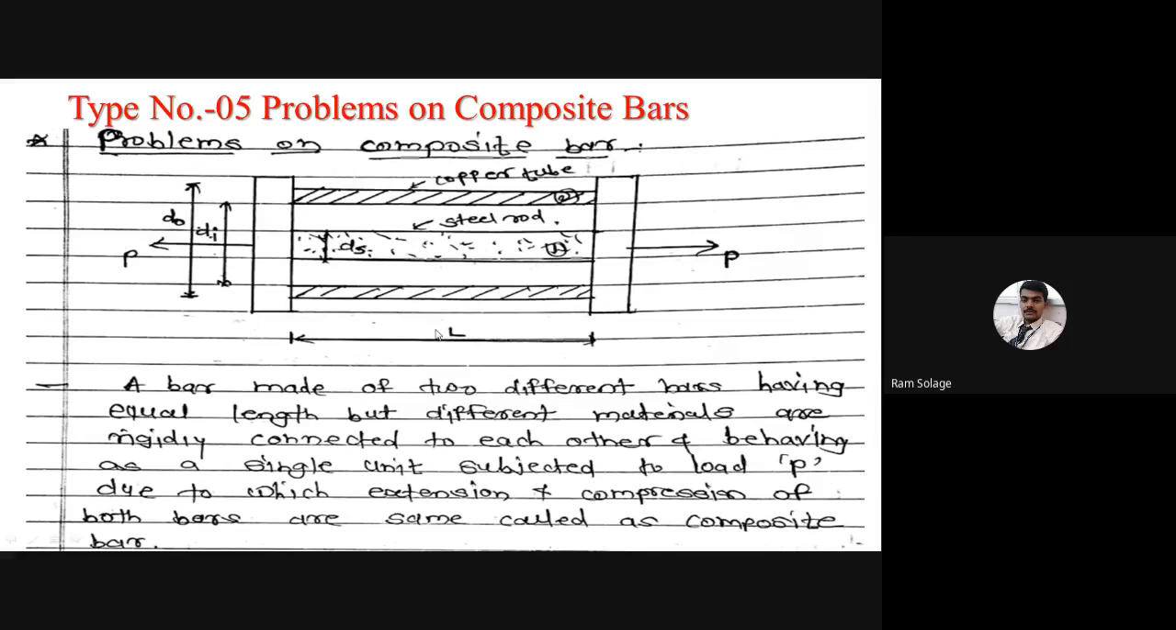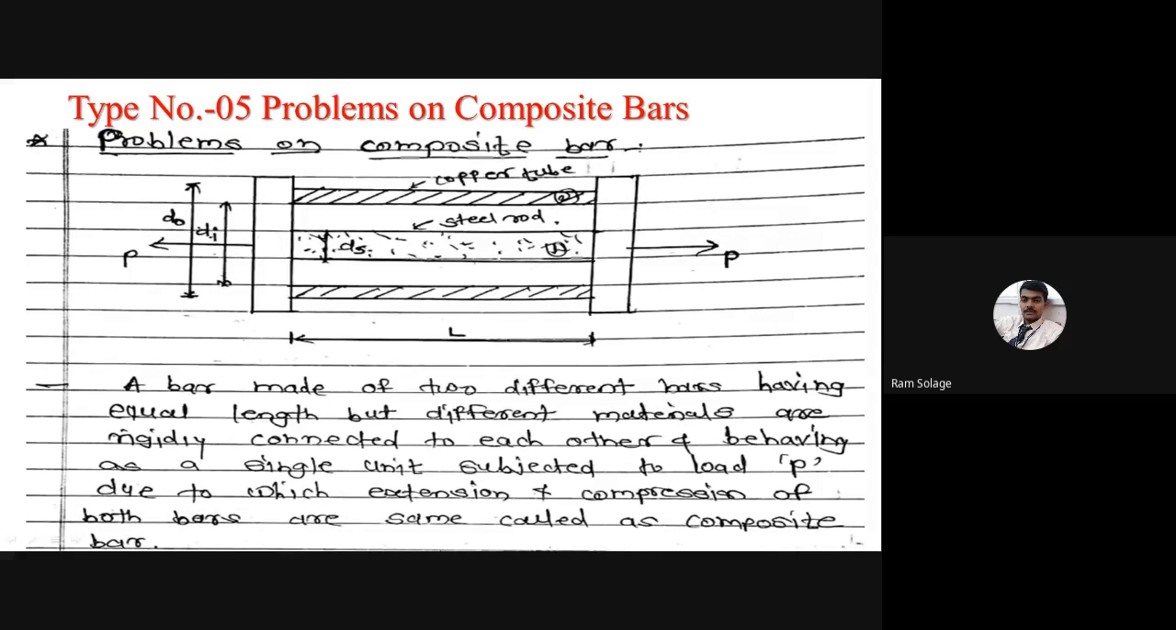They are showing equal length, but different materials are rigidly connected to each other, because one rod is steel and the other is a copper rod, rigidly connected and behaving as a single unit. They are connected to each other and become a single unit, even though they use two materials, steel and copper. This single unit is subjected to applied load capital P, due to which extension and compression of both bars are the same. This is called a composite bar.